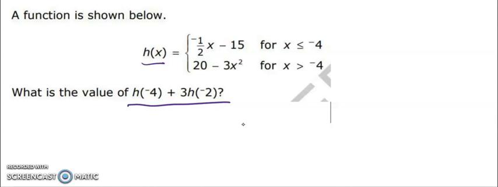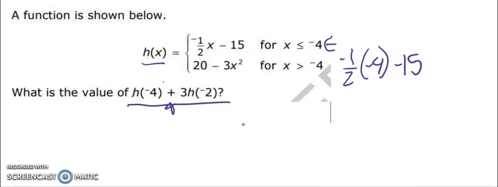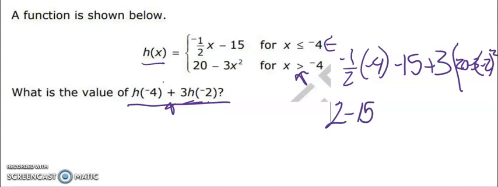So the first thing we're going to do is find what h of -4 is. So this one says it equals -4. We're going to use that -1/2. Plug in our -4 minus 15. To that, we're going to add 3 times h of -2. So this one would be where -2 would fit. So we're going to say 3 times 20 minus 3 times -2 squared. Now I ran out of room. But we've got -1/2 of -4, that's a +2, minus 15.